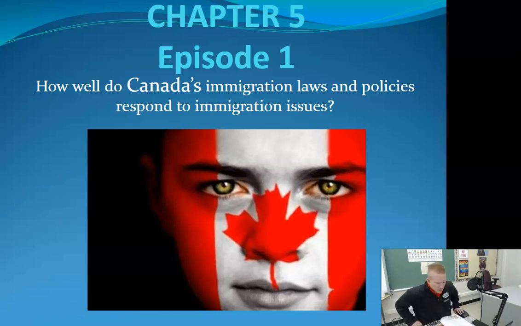Pretty big chapter, pretty interesting chapter. Reading some interesting stories about people and families that have left their countries to move to Canada for varying reasons, and we'll talk about some of those reasons as we go along. It's too bad that we're not in class for this, because it would have been great to hear some of the immigration stories from our own classmates, because I'm sure they have some interesting stories.